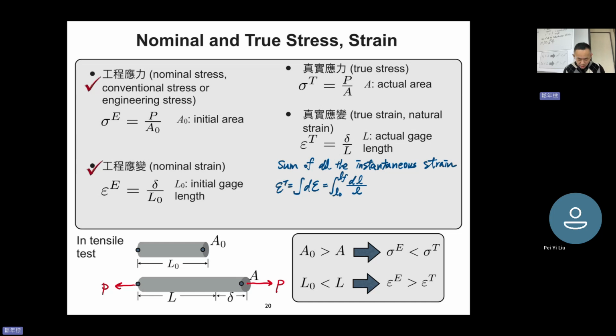So you can imagine this is quite complicated. After you do the integration, you get natural log of LF divided by L0, which is equal to natural log of L0 plus delta divided by L0. The delta is the final displacement, the total displacement. So it becomes natural log of 1 plus epsilon, the engineering strain value.